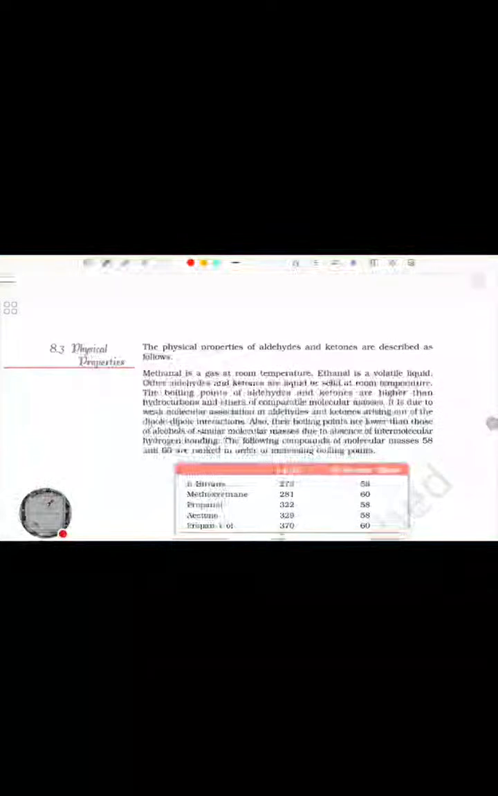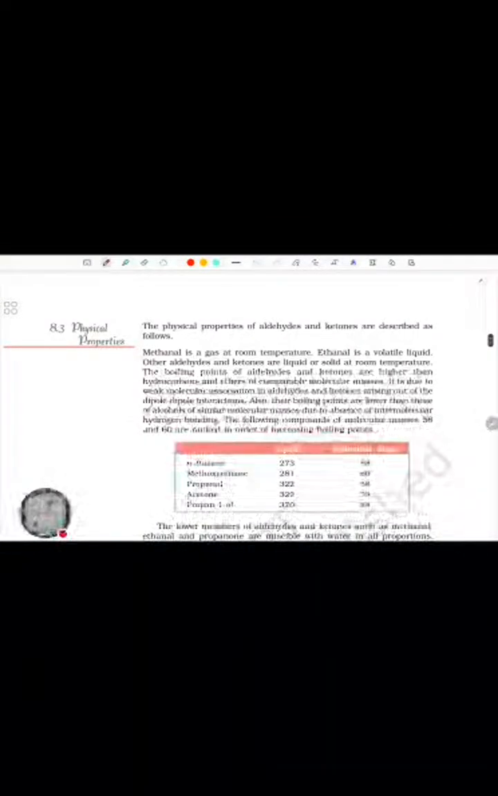Entering into the physical properties of aldehydes and ketones, the carbonyl compounds. The physical properties of aldehydes and ketones are described as follows. Methanal is a gas at room temperature.